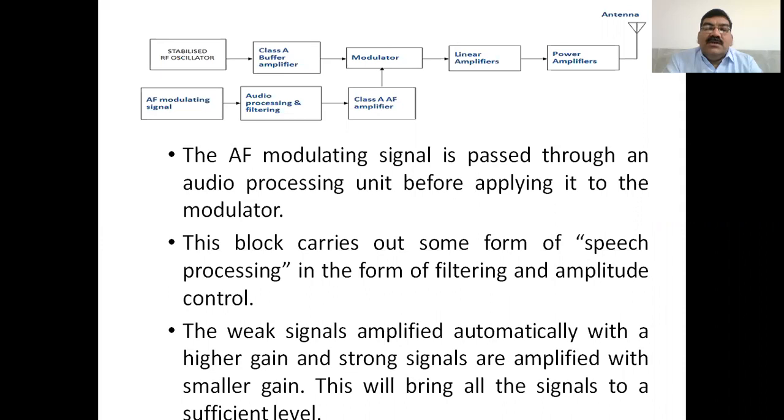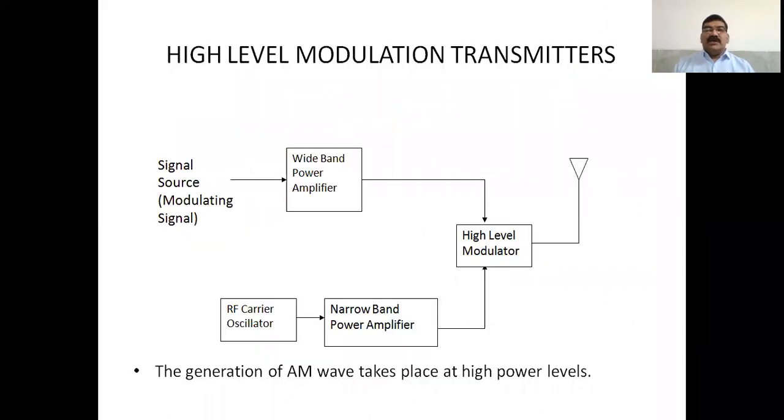As a normal human being, it may happen sometimes that I speak loudly, and sometimes in a lower pitch, lower amplitude. It may happen because it is human limitation. This limitation is overcome automatically by the electronic circuit. So this happens in the audio processing filtering. Okay, so this is what.